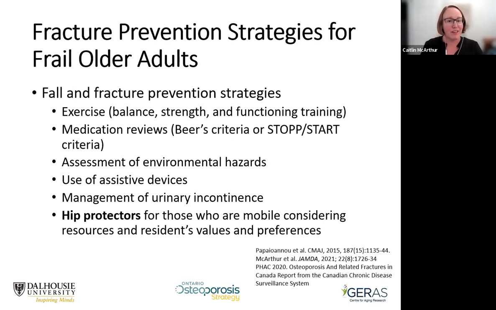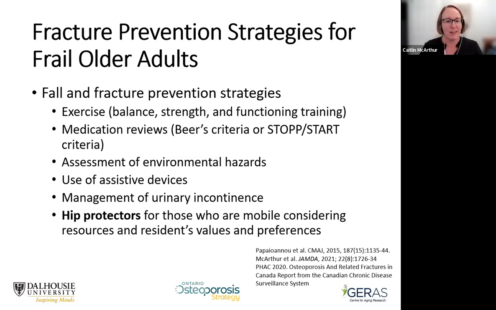And then fall and fracture prevention strategies from a more global perspective. And here we added the word fall because, as I said, most fractures, especially hip fractures, happen because of a fall. So exercise is going to be really important, especially balance, strength, and functional training, reviewing medications, looking at the environment, so making sure there's no tripping hazards, all those types of things, making sure assistive devices are being used where appropriate, and when they are being used, making sure that they are the right assistive device and that they're fit for the person. Managing urinary incontinence is also going to be really important because a lot of times people are rushing to the washroom and that's when a fall can occur.